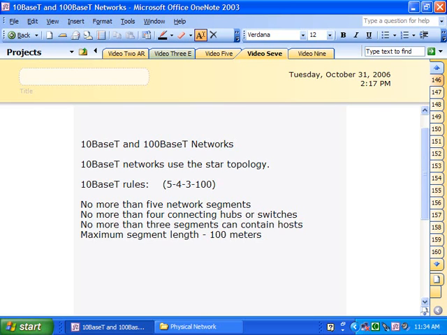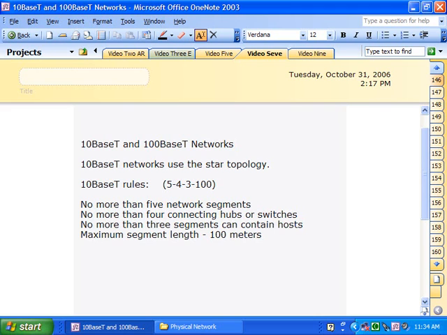You don't see a lot of these anymore either, but they are out there and you need to be able to recognize them. And on an exam, I think that's good ground for a question to be able to look at a network and say, okay, does this meet the 5-4-3 rule? Well, you just can't have more than 5 network segments, you can't have more than 4 hubs or switches, and you can't have more than 3 segments actually containing hosts. The 100 comes in because the maximum segment length is 100 meters.